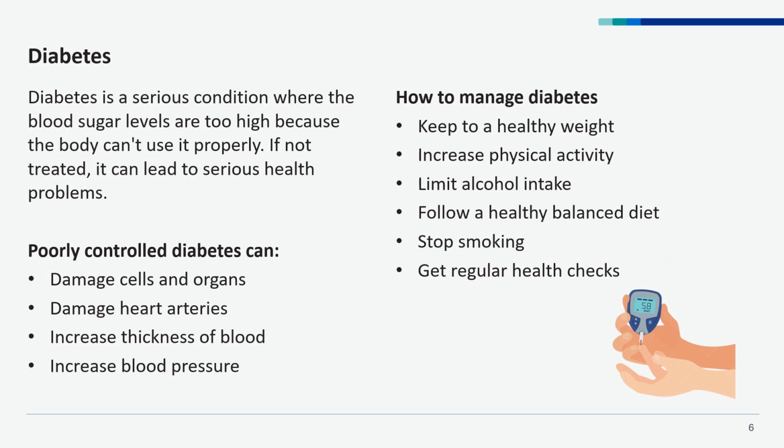Diabetes is a serious condition where the blood sugar levels are too high because the body can't use it properly. If not treated, it can lead to serious health problems. Poorly controlled diabetes can damage cells and organs, damage heart arteries, increase the thickness of blood, and increase blood pressure. There are several ways you can help manage your diabetes. Keep to a healthy weight, increase physical activity, limit alcohol intake, follow a healthy, balanced diet, stop smoking, get regular health checks.